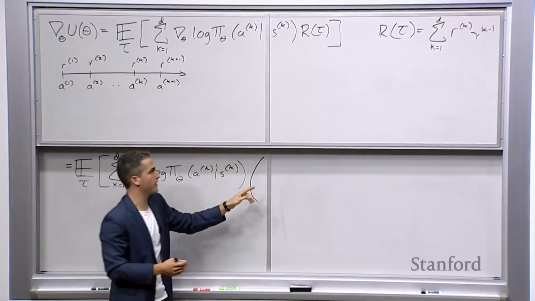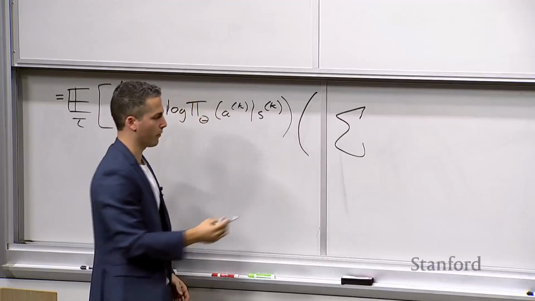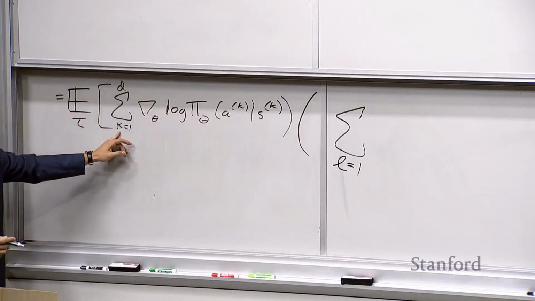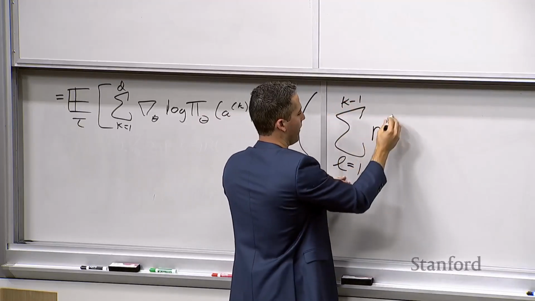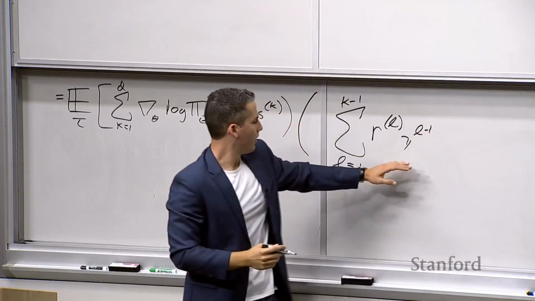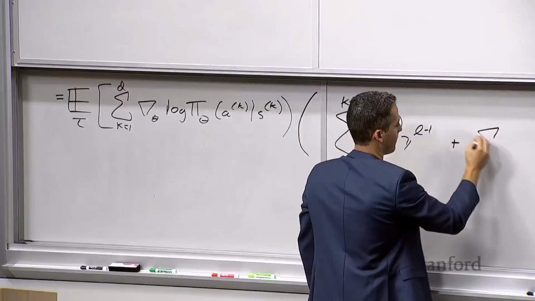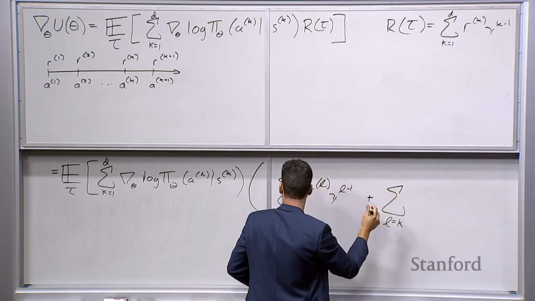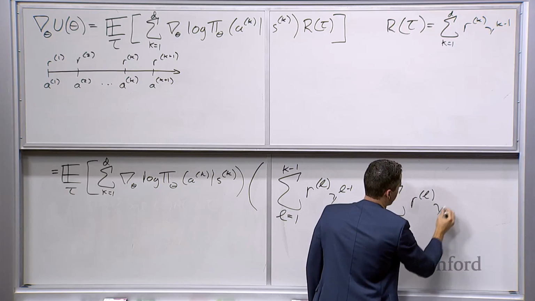Okay, so we're just going to split up that sum here. How we're going to split it up is by introducing this new index that we're going to call L. This L is different from our K index here. So we're going from L equals 1 to K minus 1, and that's going to be R of L gamma to the L minus 1. So we've done that, and then we're just splitting up that sum here. So now we're going to have plus L equals K to d here, and that's going to be R of L gamma to the L minus 1.